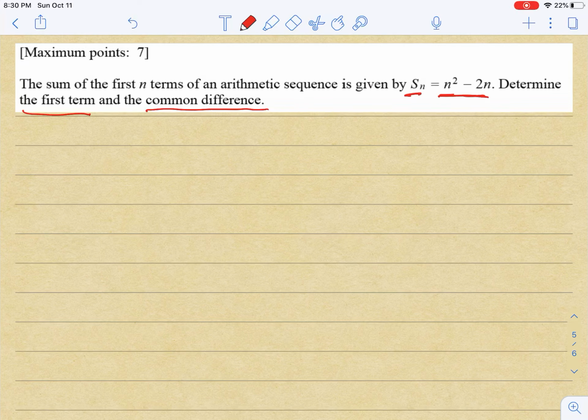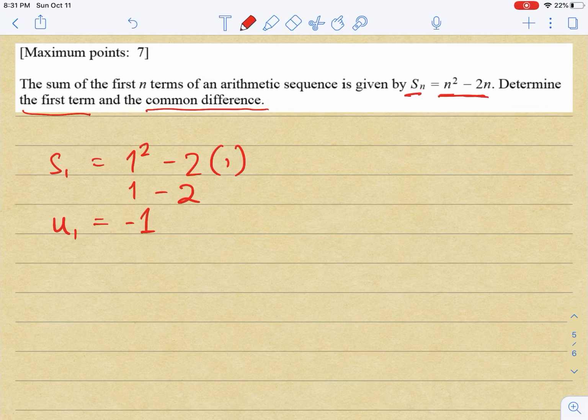So actually what I can do is say when n is 1, we would have 1 squared minus 2 times 1. And that will be the first term. So 1 squared is 1, minus 2 times 1 is minus 2. And so that is negative 1. And that's our first term. It's the sum of the first 1 terms, and it's also the first term.